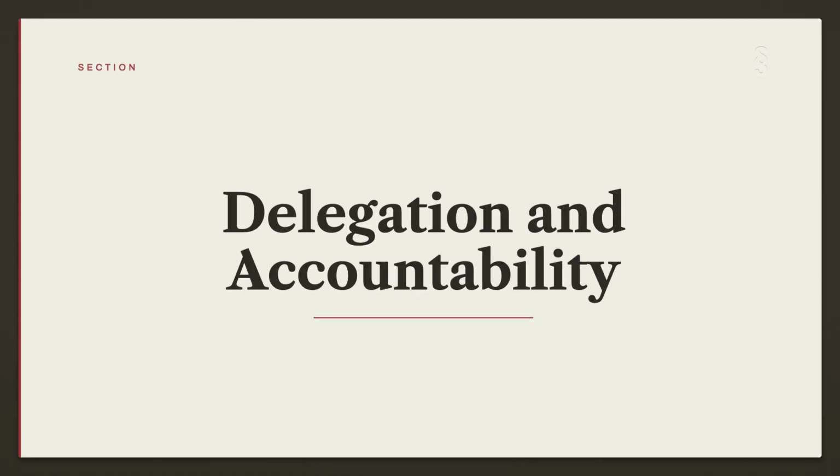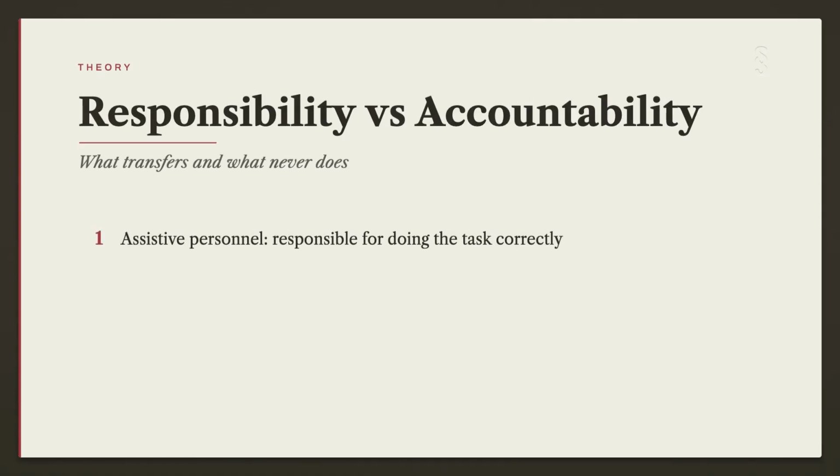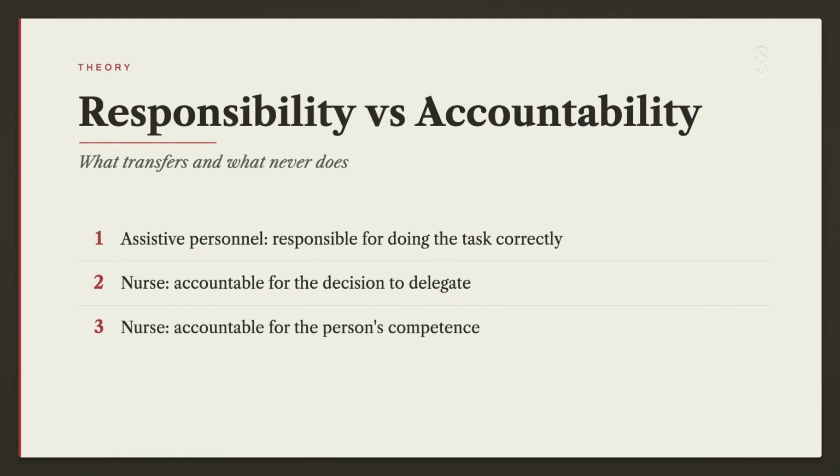Delegation means handing off a task to someone else to perform, but the nurse never hands off accountability for how it turns out. That single distinction between responsibility and accountability is the entire concept. Assistive personnel become responsible for carrying out the task. The registered nurse stays answerable for whether delegating was appropriate, whether the person was competent, whether direction was given, and whether the outcome was checked.